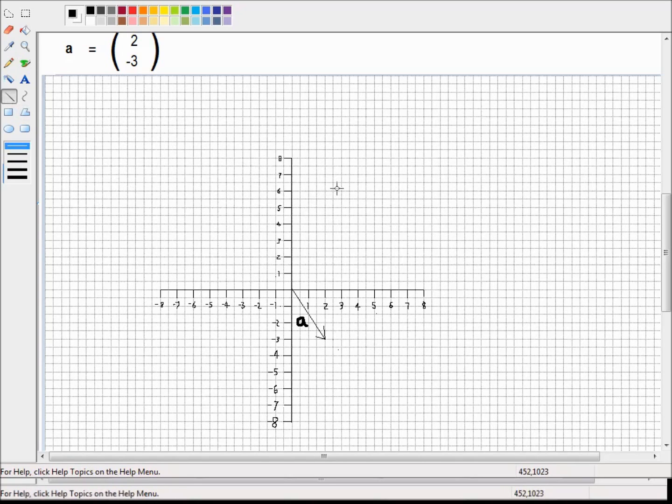However, if you'd decided to draw your vector somewhere up here, and let's say at 1, 7, and then you drew 2 along the x-axis, so that one becomes a 3. And then you go 3 down from 7, so that takes it down to 4.